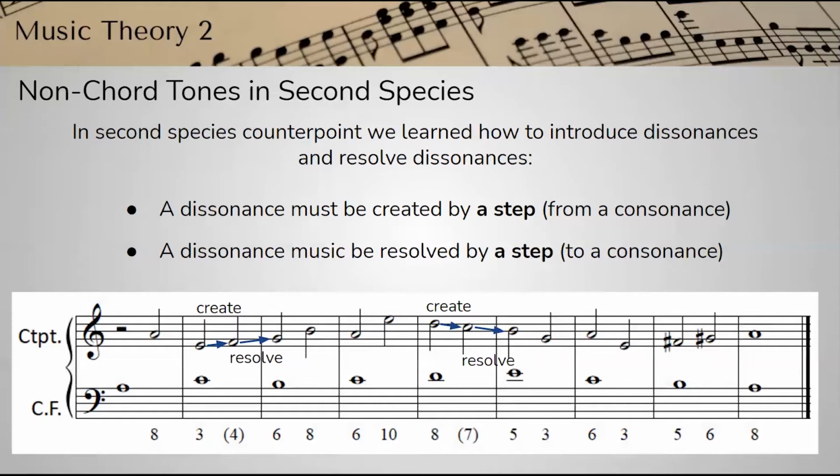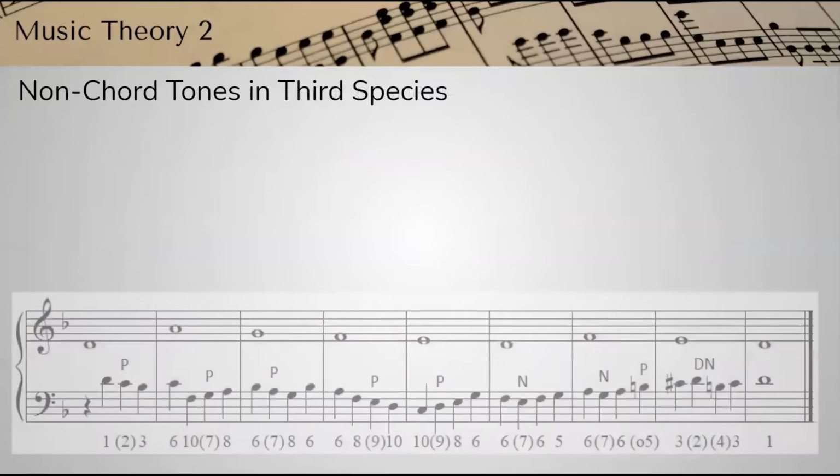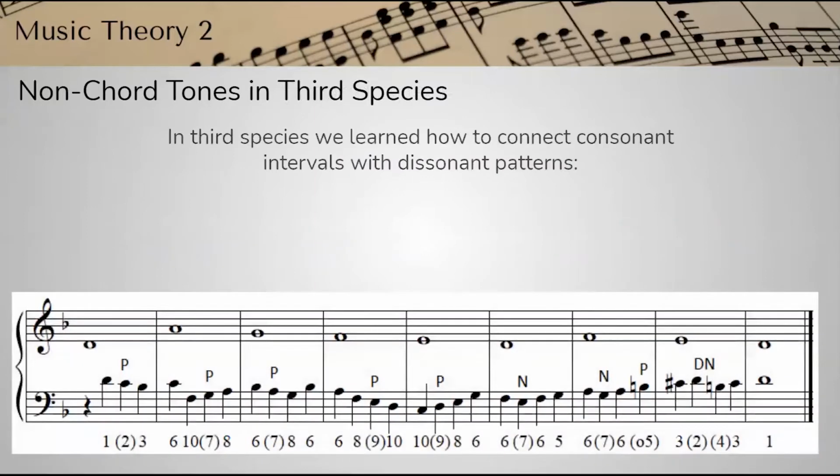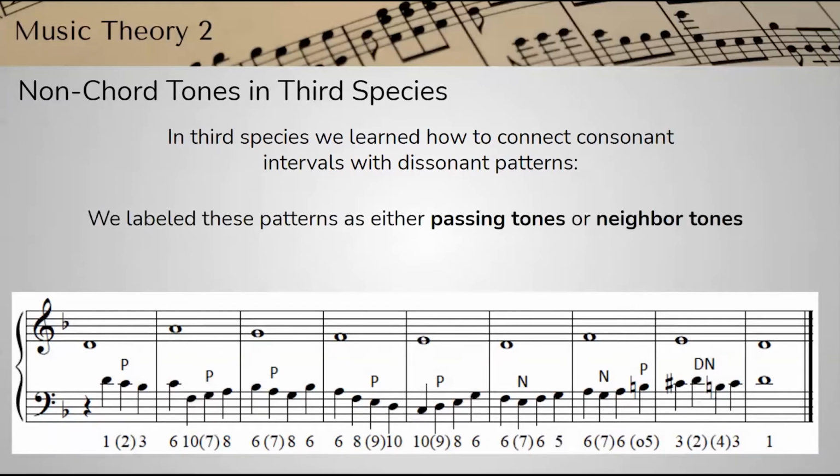And it's very similar when we deal with music that has more than two voices. So this is the principle we want to keep in mind: we always have to introduce this dissonance, which we'll call non-chord tones, in the right way, and then resolve it in the right way. Okay. We also learned about non-chord tones in third species, and this was the one with all the notes, right? In third species, we learned how to connect consonant intervals using dissonant patterns, and we had names for them, right? And those patterns were either called passing tones or neighbor tones.